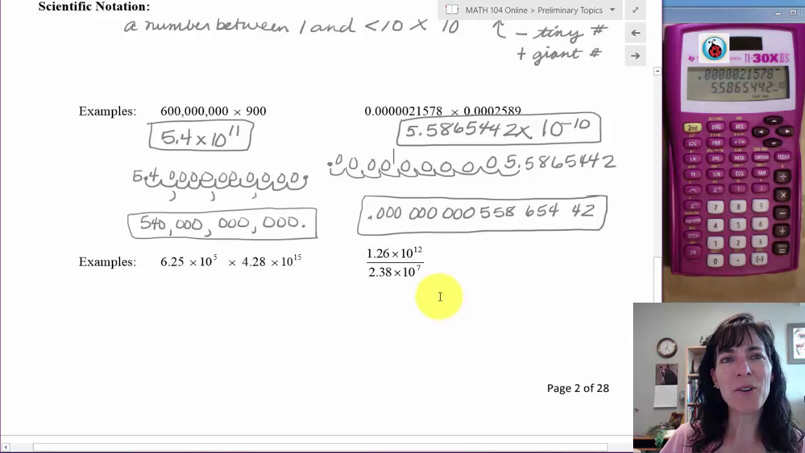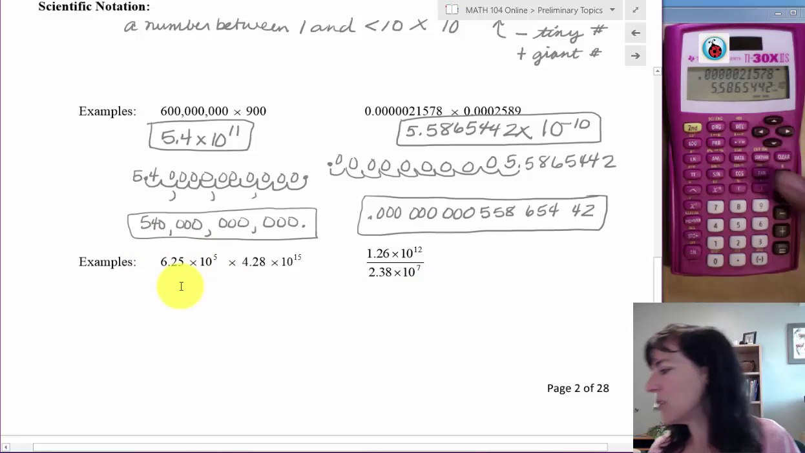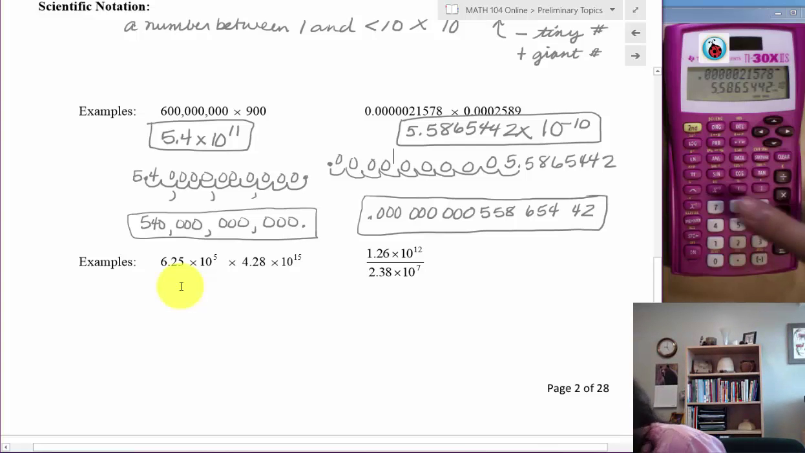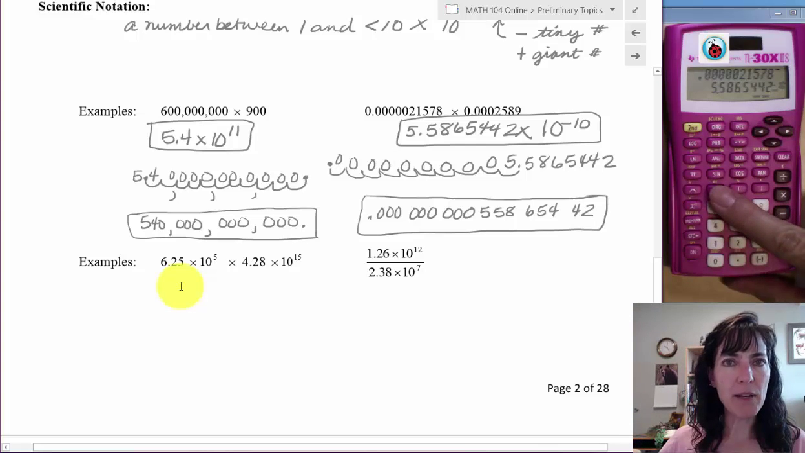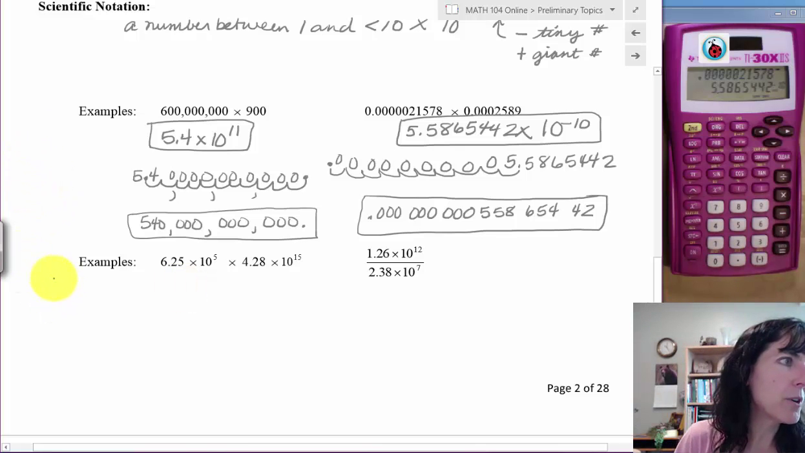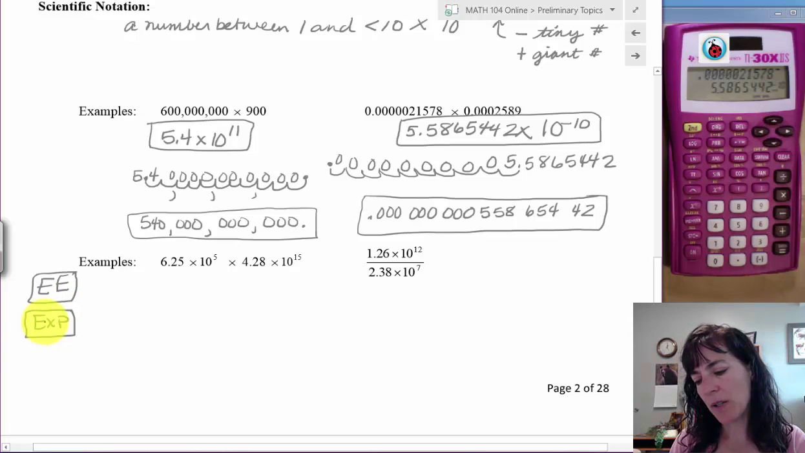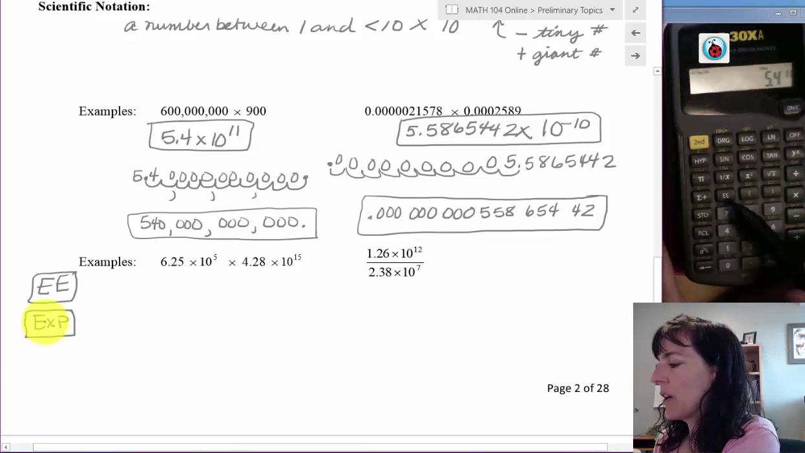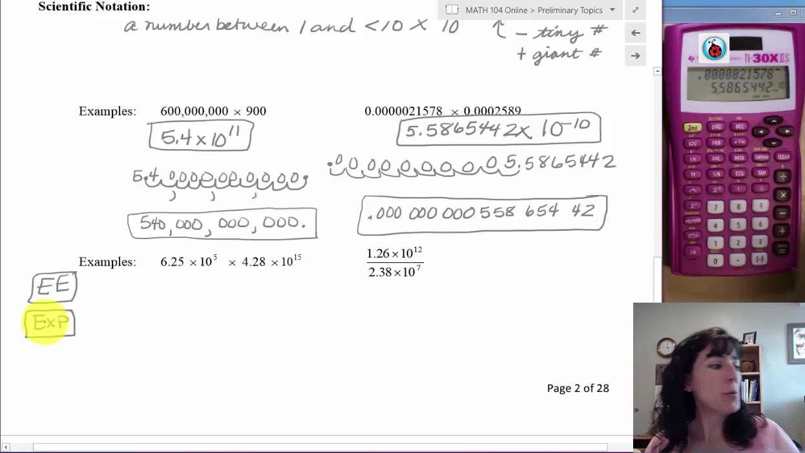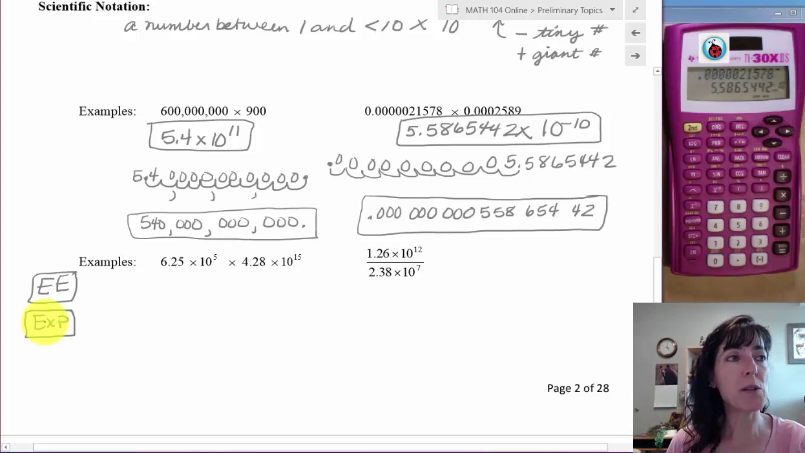All right, we have some operations to do using scientific notation, and that brings me to a little bit of calculator juggling to show you how to do scientific notation using your calculator. We don't have to multiply this all out. We can use, on this calculator, the EE button. So you need to look for an EE button. You might have an EXP button, and they both work the same way. My other calculator has an EE button as well.